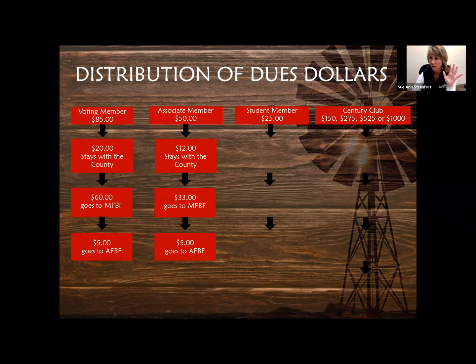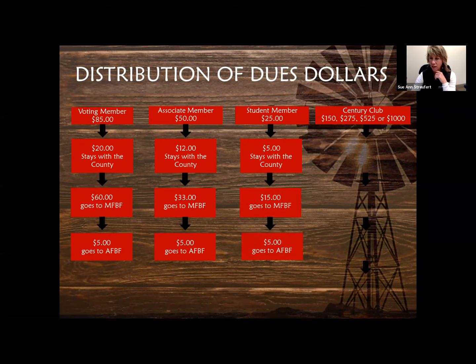American Farm Bureau dues are $5. So for every membership in the Montana Farm Bureau, $5 goes to the American Farm Bureau. Same with student members, who get to choose which county. So if we've got a kid here from Stanford at MSU and he joins, $5 will go to Judith Basin County. If anybody has any questions, just please shout out.